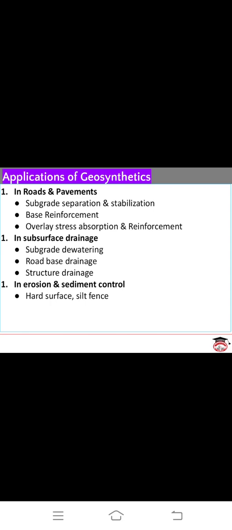The next important application is that after placing the geosynthetics in between the layers, it acts as a drainage. It means it dewaters the subgrade, then road-base drainage, structure drainage.